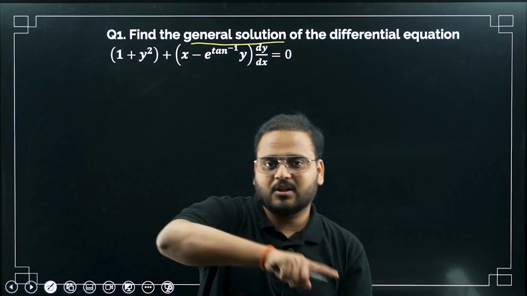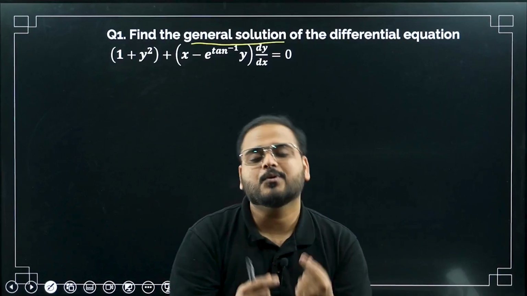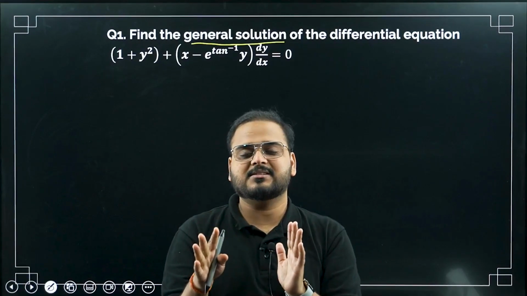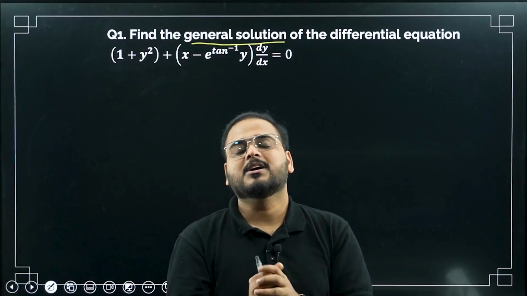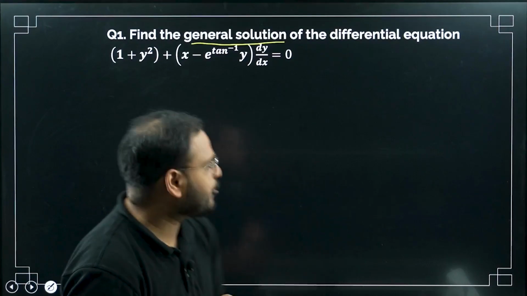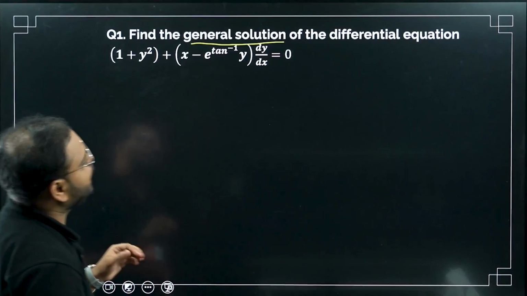The difference: a particular solution is when c is a known value. When c is a variable itself, just like a c, then it will become a general solution. I hope you understand. Moving on to the question. Okay, what is the first step?